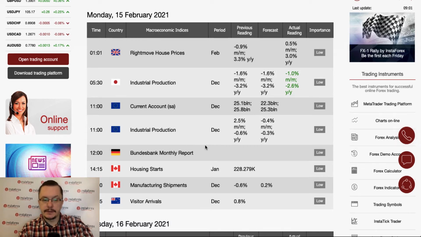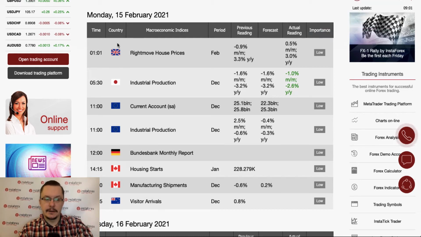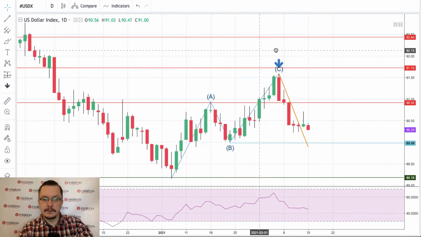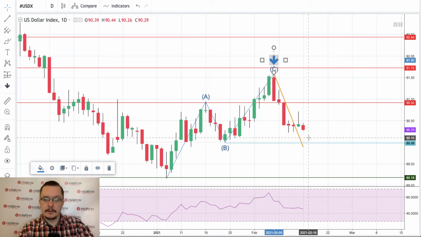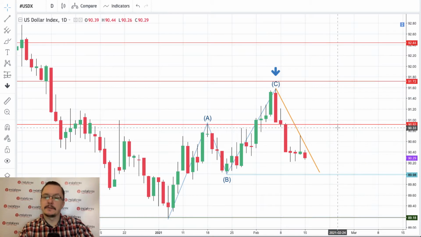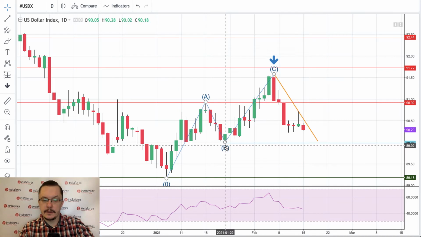Because it's kind of, as you can see, empty, let's take a look at the technical charts, and we are going to start with the US dollar. As you can see, the US dollar is going lower, and right now it is slightly above our trend line, so we can adjust it. There you go. This is the new trend line. It's going towards the level of 89.98, which is the low of the wave B.